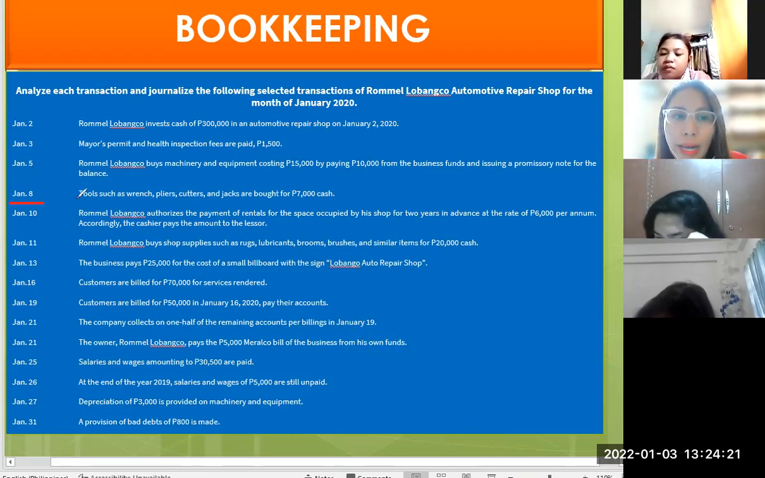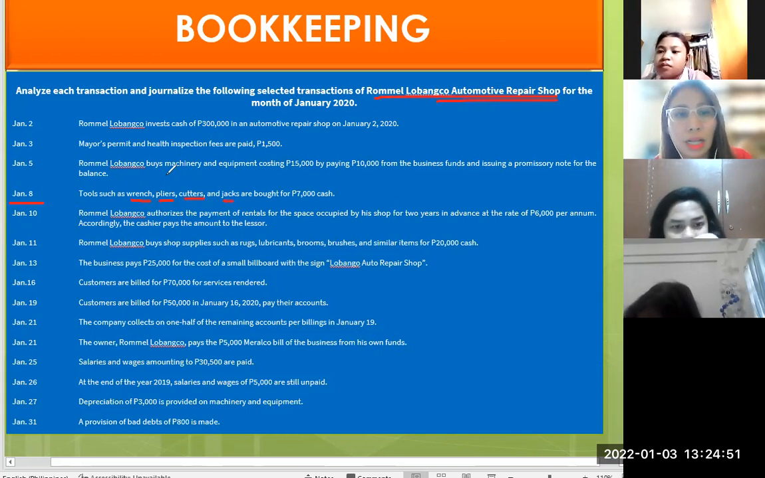One more, January 8th. Tools such as wrench, pliers, cutters, and jacks are bought for 7,000 cash. Okay, of course, this kind ng mga tools are used sa ganitong type ng business, right? Sa mga repair shop. Ayan, they will be needing this. Wrench, pliers, cutters, and jacks, and so on. Lahat yan.